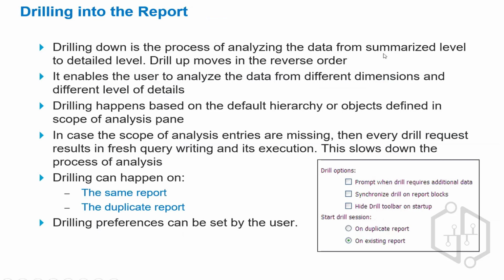Drilling down is a process of analyzing the data from summarized level to detailed level, like from country to state. That means from high level to detailed level. Drill up is the reverse of it, from low level to high level. It enables the users to analyze the data from different dimensions and different levels of detail. It happens based on the default hierarchy or objects defined in the scope of analysis pane. Drilling can happen in the same report or in a duplicate report.